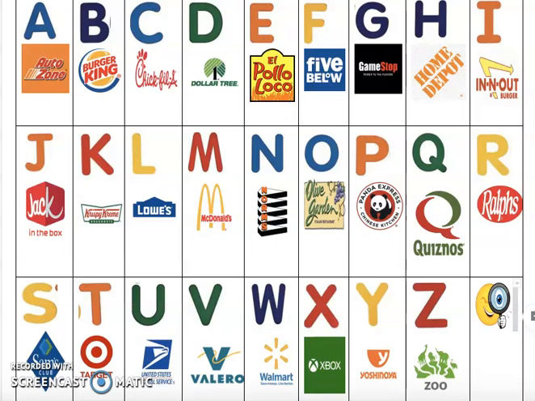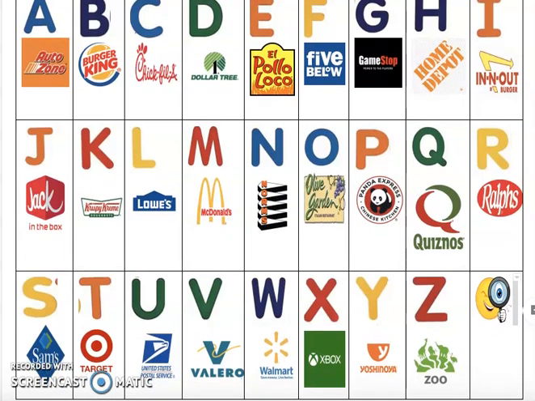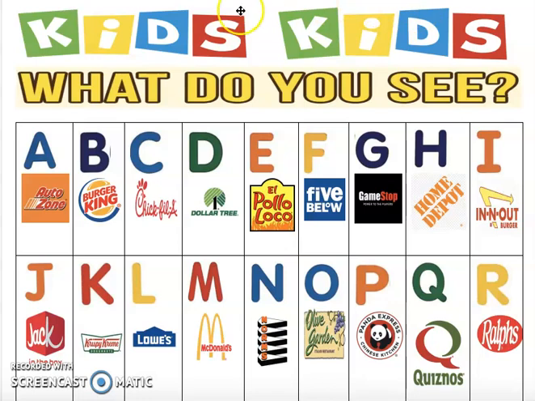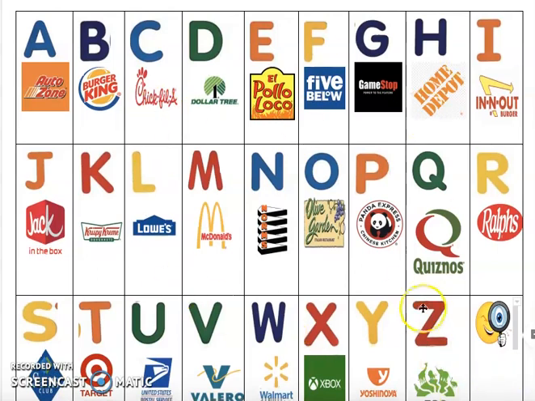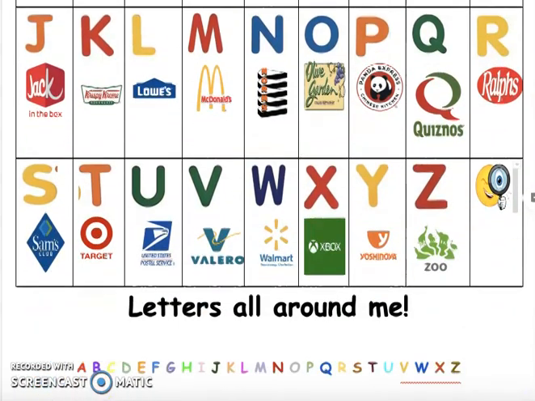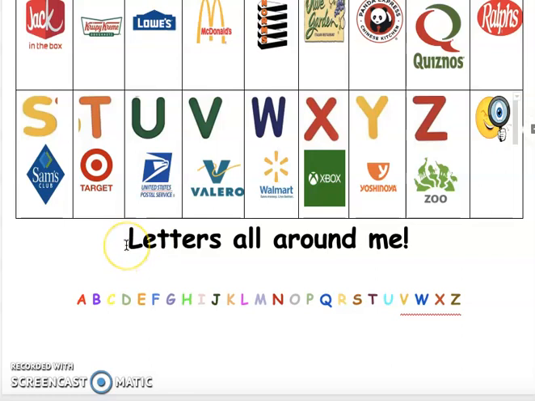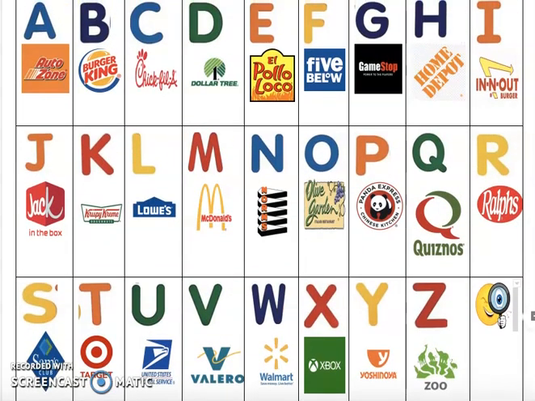So on the bottom of my interactive notebook, like I said, my title would be Kids, What Do You See? And we would have all of our examples for each of our letters. And I would have on the bottom letters all around me, because truly students are exposed to letters everywhere they go. So that is my idea for my environmental print interactive notebook.